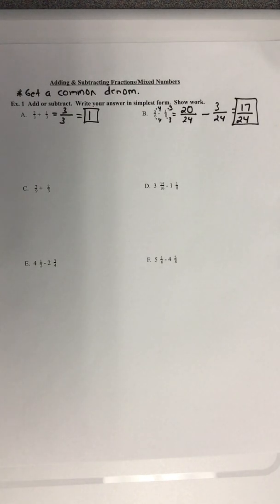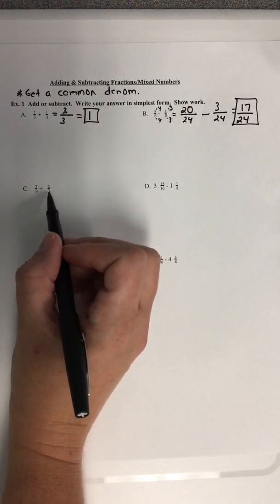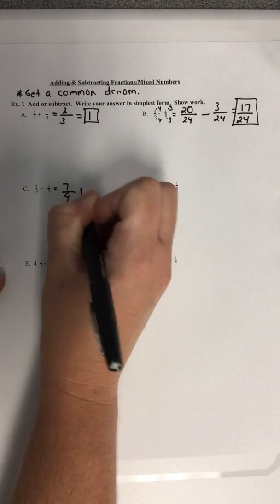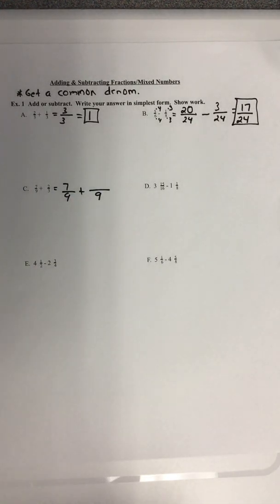C, I've got 7/9 plus 2/3. Okay, so again, no common denominators. I notice right away that 9 is a multiple of 3. So I'm going to leave the 7/9 as 7/9, and I'm going to rewrite the 2/3 with a denominator of 9 because 9 is a multiple of 3.